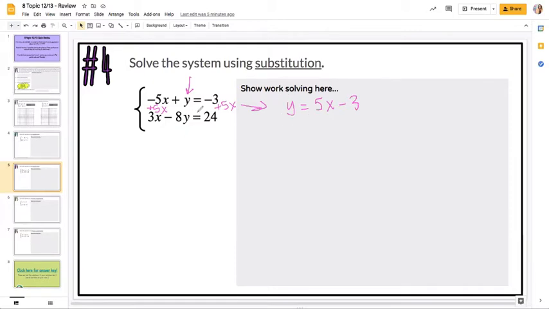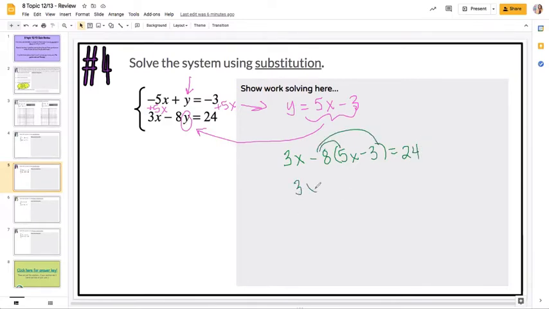Now I know what y is equal to, so I can go to my other equation, and I can replace y with what I just found that it is equal to. So when I take this equation, I'm going to end up getting 3x minus 8. Instead of y, I'm writing (5x minus 3) equals 24. And then we're just solving. So we're going to distribute. We get -40x plus 24 equals 24.